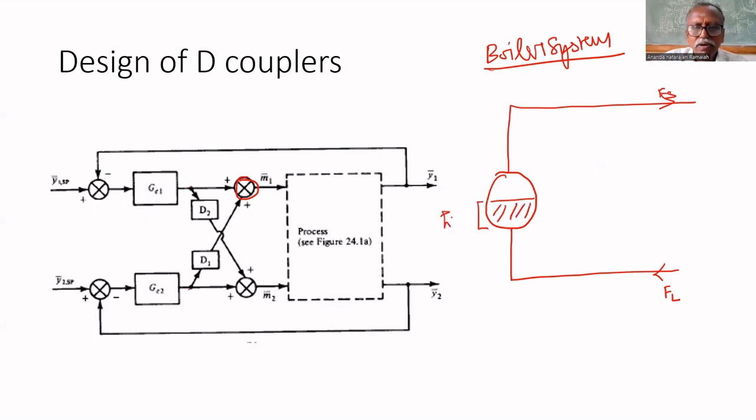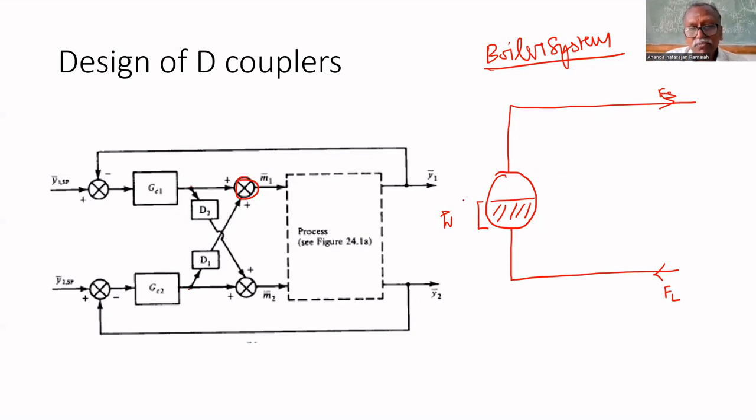Level in the boiler is important because if level increases, pressure inside the boiler will increase. It may burst. That's why level should not increase beyond a certain level for safety. It should not fall below. If it falls below, temperature inside the boiler will increase beyond unsafe value. That's why the level inside this boiler has to be maintained. So, level control.